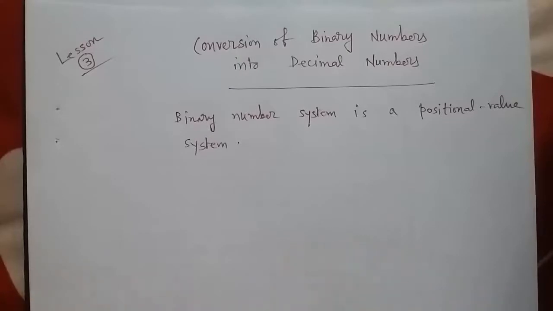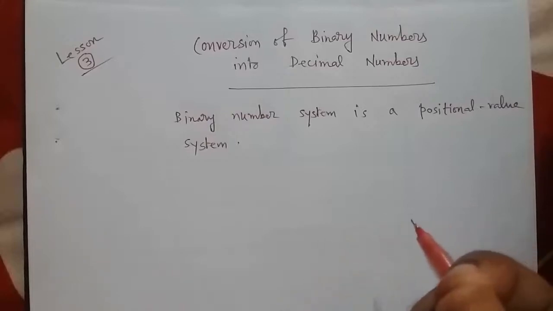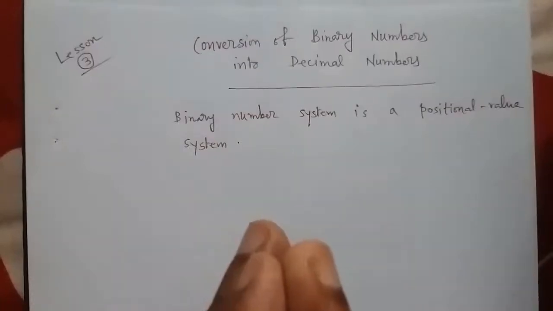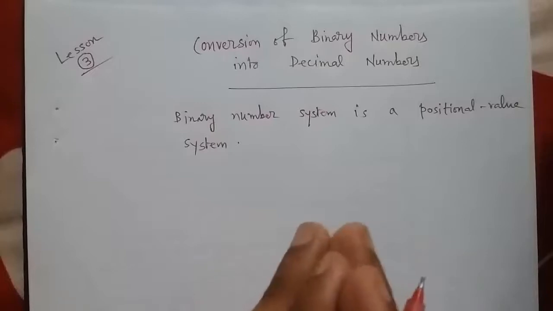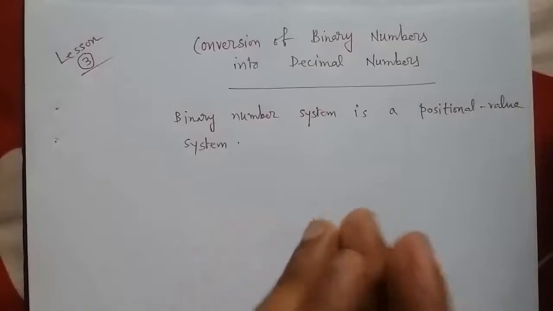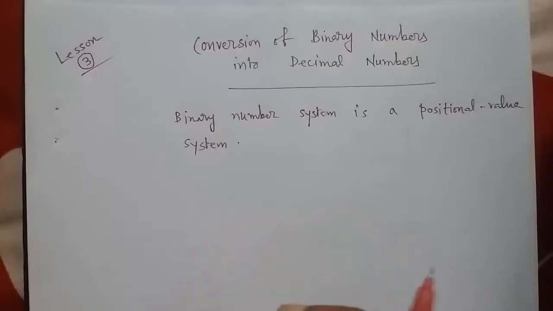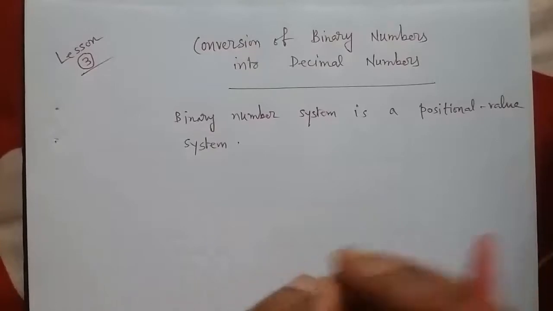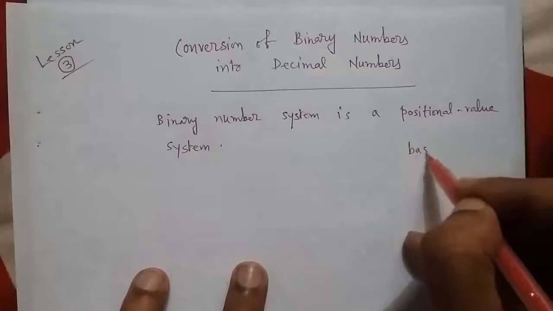So in binary number system, the place value of every bit depends on its position and is expressed as a power of 2. In decimal number, the place value of every digit was expressed as a power of 10 because the base is 10 in case of decimal number system, and in case of binary number system the place value of every bit is expressed as a power of 2 because the base of binary number system is 2.